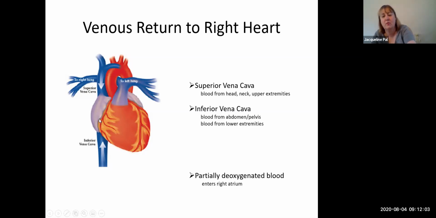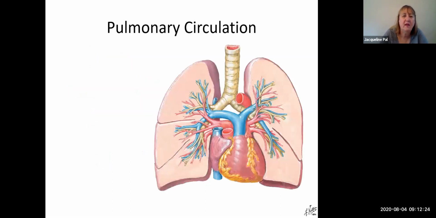And the third opening is blood from the coronary sinus, which is a structure we'll learn about when we do circulation of the heart. And this blood is the deoxygenated blood from the heart muscle itself. And it also enters through the backside of the right atrium. So when blood enters the right atrium, it's going to go through the tricuspid valve into the right ventricle. And then when blood exits the right ventricle, it is going towards the lungs. So we are starting the pulmonary circulation.